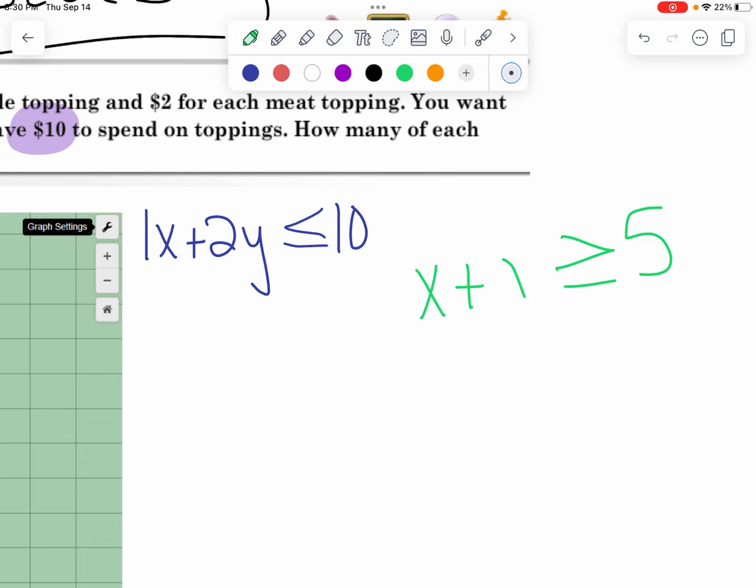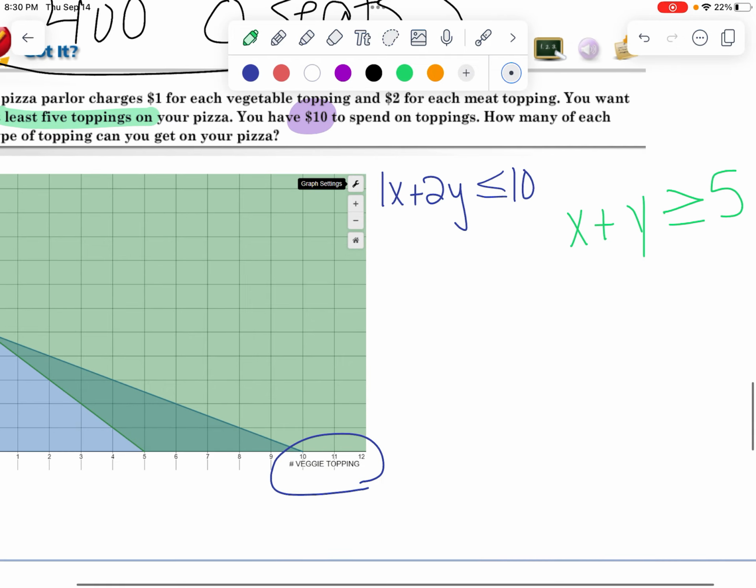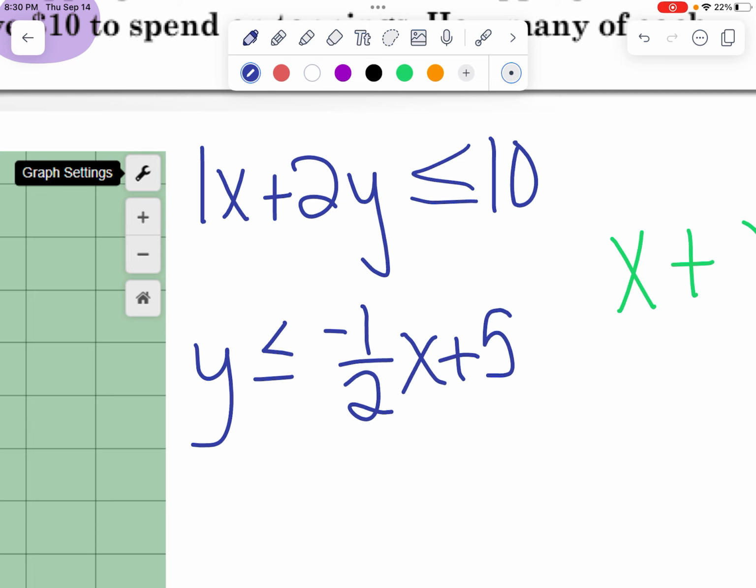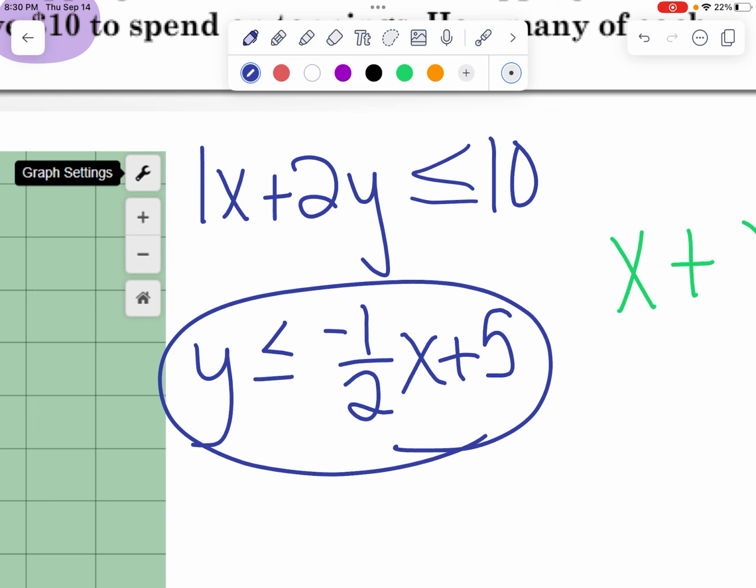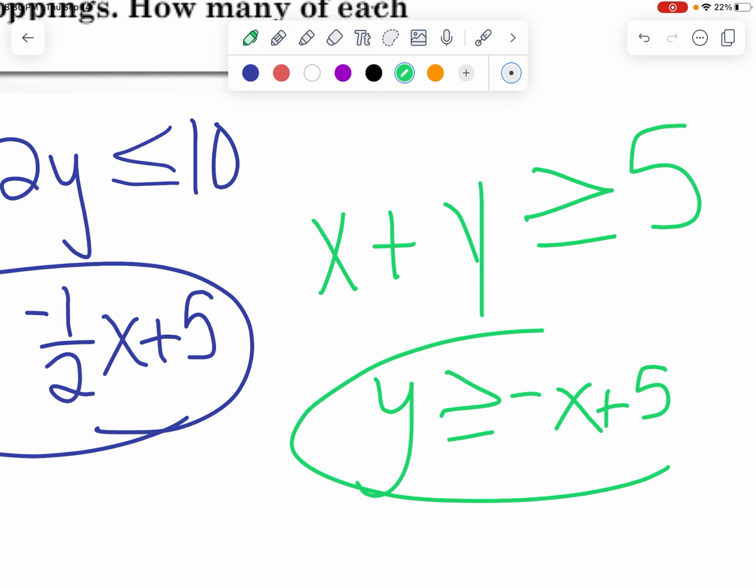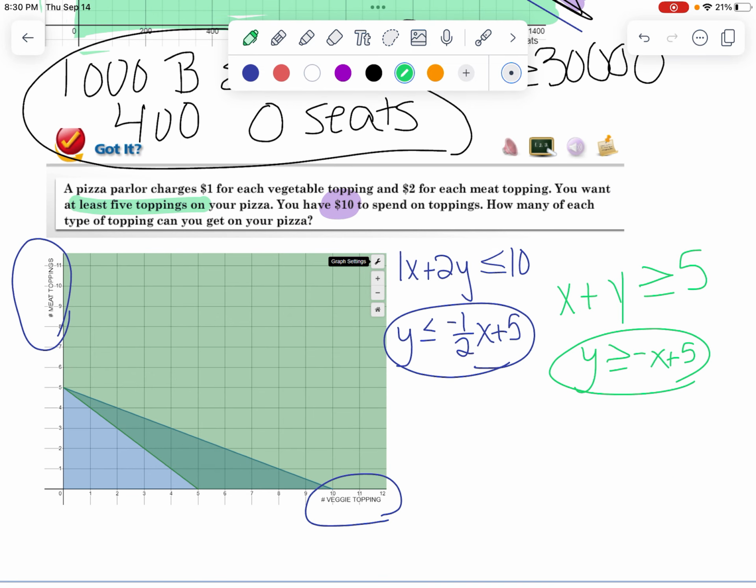Veggies and meat. If you solved both of these for y, and I would highly encourage you to do that, but to save you some time, I will tell you this is the equation you should get. And guess what, folks? If you're not able to get that, you need to come see me. And solving this one for y, you would get y is greater than or equal to negative x plus 5, okay? Again, if you can't get that, please let me know. I don't want to spend a ton of time on the basic understandings that we should have, okay?